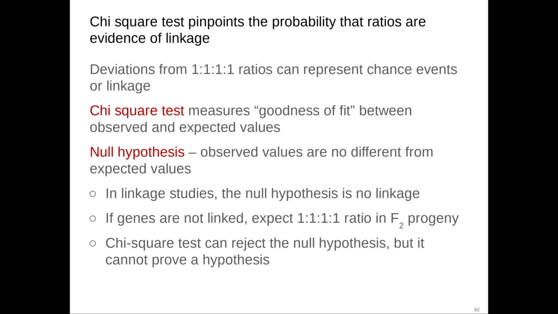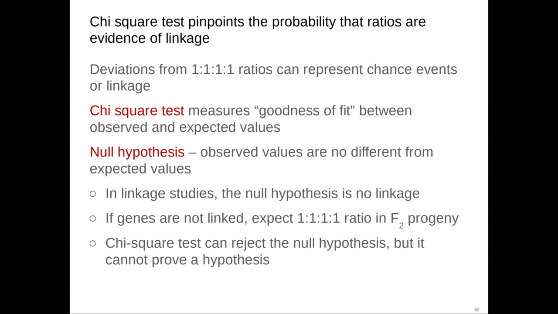Now, when we're thinking about genetic linkage, in linkage studies, the null hypothesis is that there is no linkage between two genes. And if the genes are not linked, we expect that 1 to 1 to 1 ratio in the F2 progeny, as Mendel showed us, right?